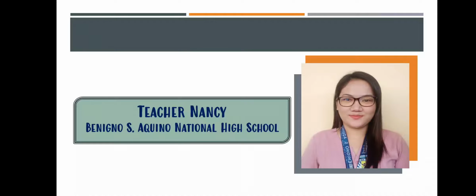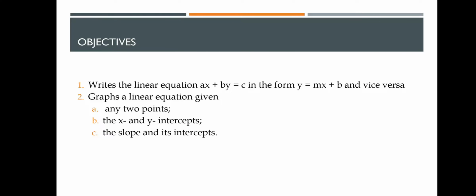In today's lesson, I will be guiding you in answering your Week 6 lessons of the first quarter of Mathematics 8 with the topics on linear equation in two variables. At the end of this lesson, you are expected to, number 1, write the linear equation ax + by = c in the form y = mx + b and vice versa. Number 2, graph a linear equation given any 2 points, the x and y intercepts, and the slope and its intercepts.